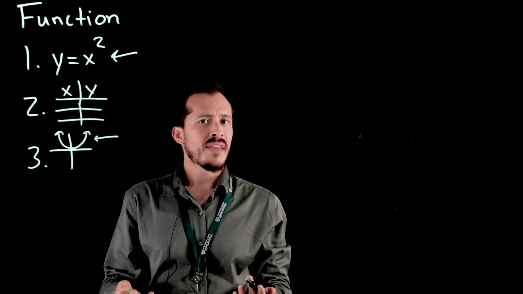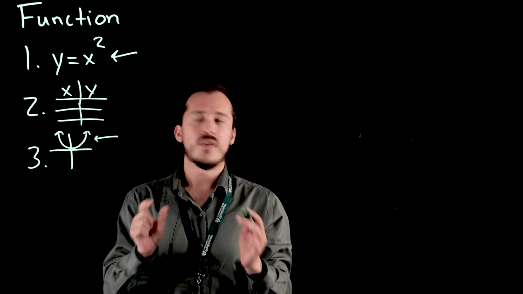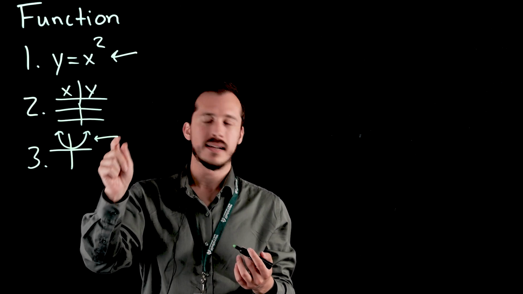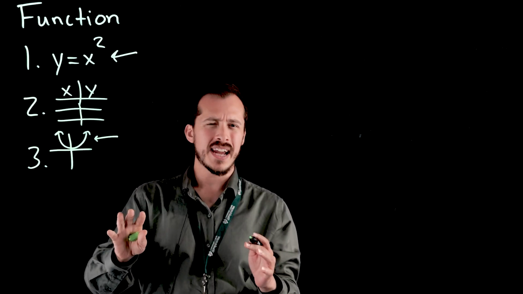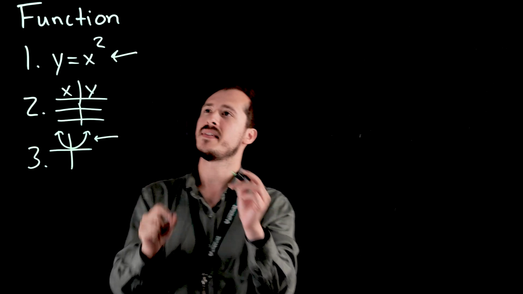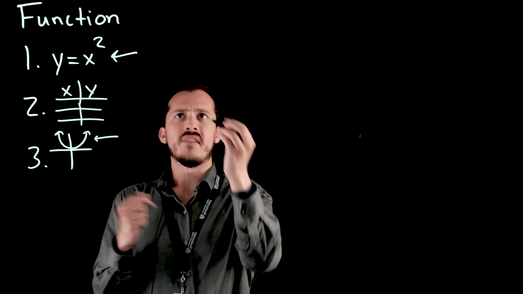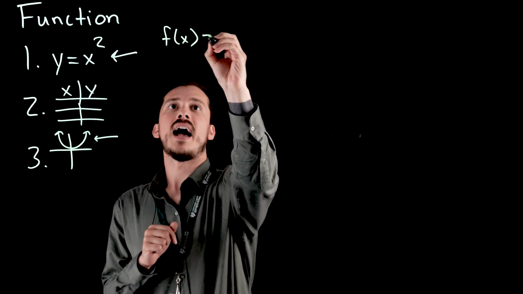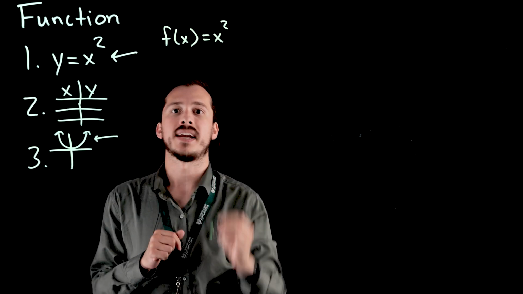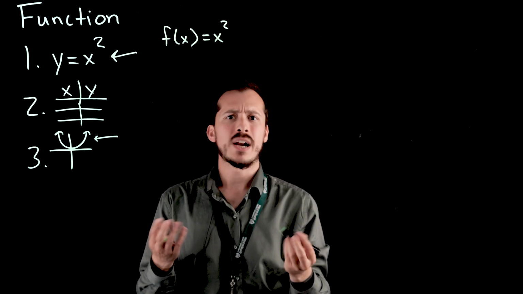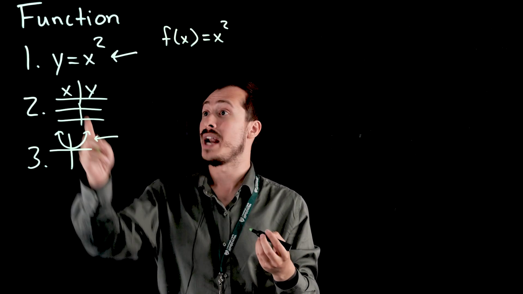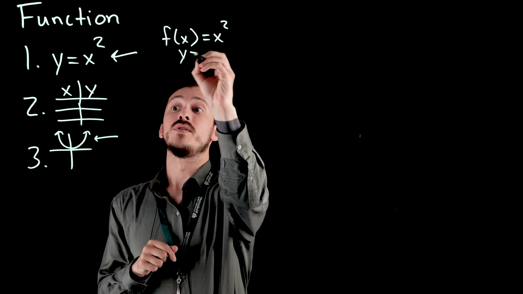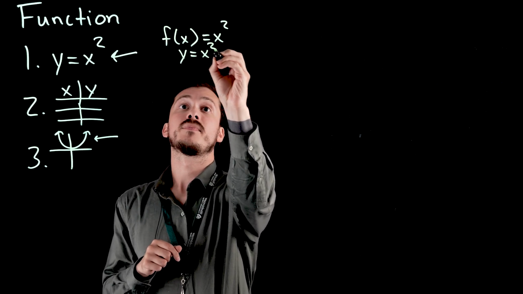Since you're in Math 125, you've already been presented with what an equation is, and this might look a lot like an equation. So I want to take a moment to clarify what's really the difference here. With a function, you might see the notation look something like this: f of x equals x squared. You might also see the notation exactly like what I've written inside number 1 here, with y equals x squared.